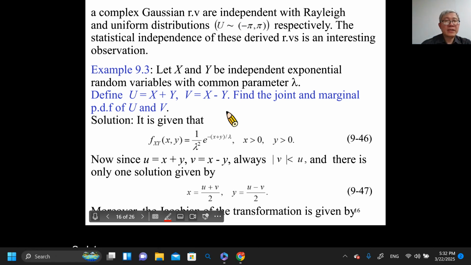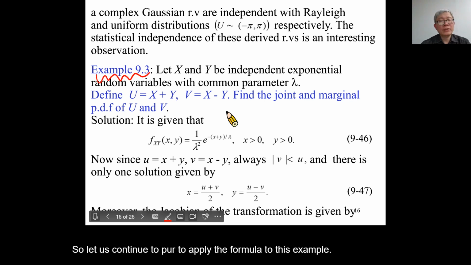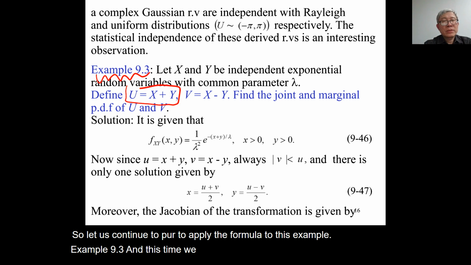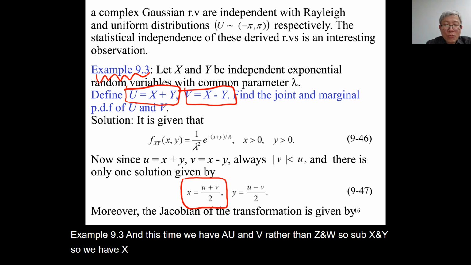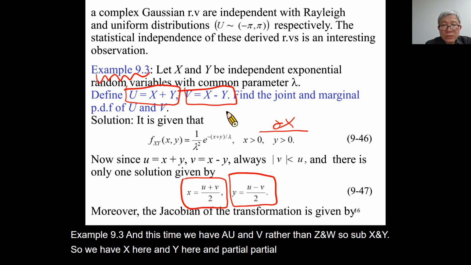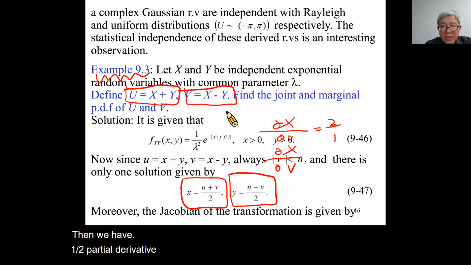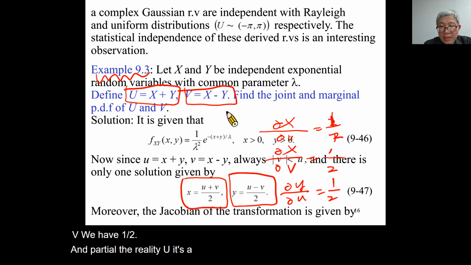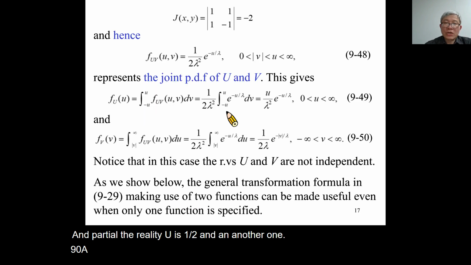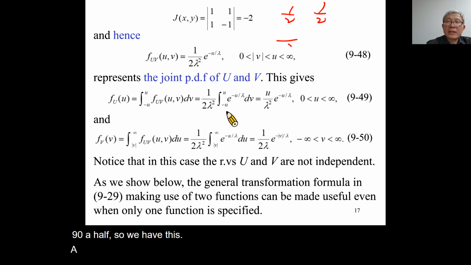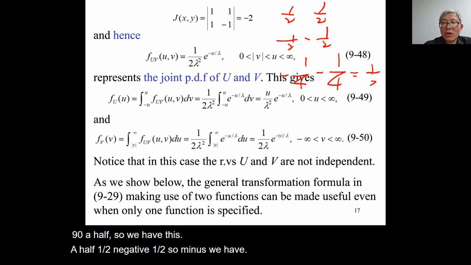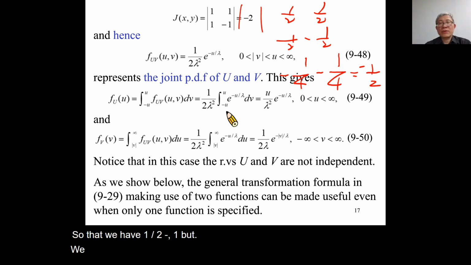So let us continue to apply the formula to this example. Example 9.3. And this time we have U and V rather than Z and W. So solve for X and Y, so we have X here and Y here. The partial derivative of X with respect to U, we have a half. Partial derivative with respect to V, we have a half. And the partial derivative of Y with respect to U, it's a half. And another one, negative a half. So we have this: a half, negative a half. So minus, we have 1 over 2 minus 1. But we take the absolute value, then we have a half.